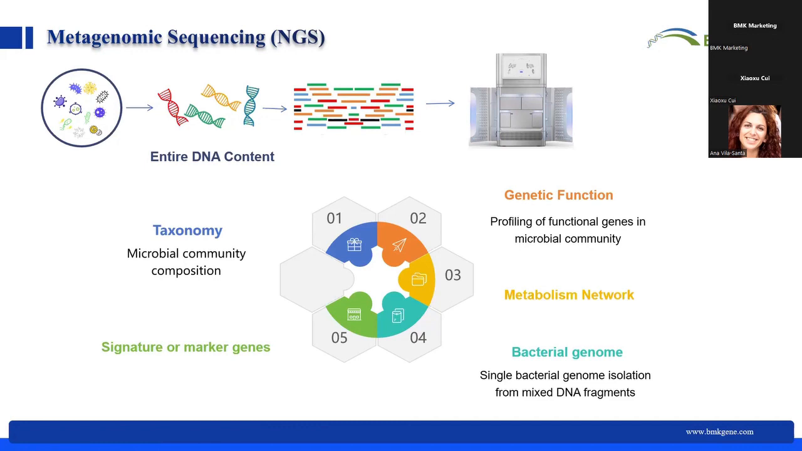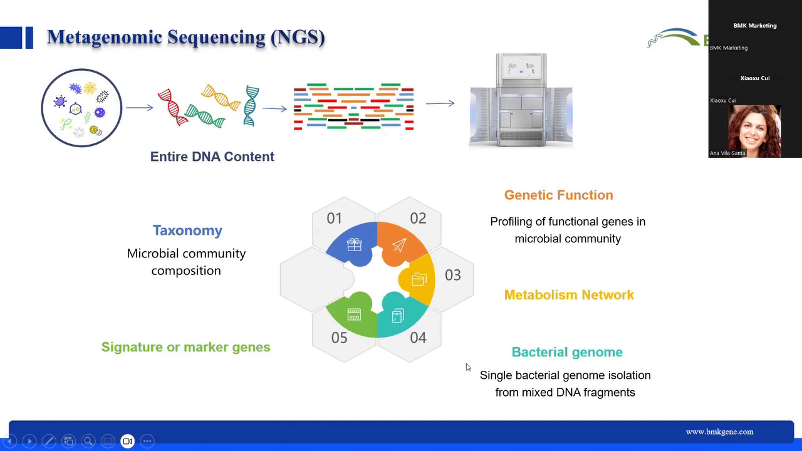And we can use this information to find which functions are more present in one sample versus the other, for example. Some of the databases that we use are focused on metabolism, so we can find the metabolic networks that are present in the samples. Another example is finding signature or marker genes, such as the determinants of resistance and virulence. And in some cases, in that complex mixture of microbial genomes, we may also want to assemble complete bacterial genomes from that mixture.